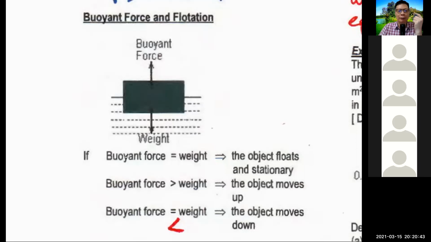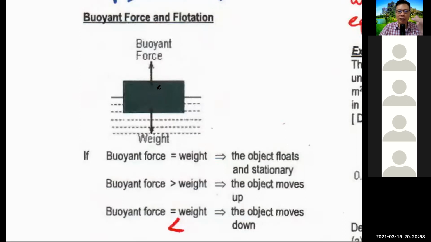Now, when the buoyant force is equal to the weight, when this one and this one are the same, it is balanced. Balanced means the object is not moving, so the object floats and is stationary. So remember that. This one is always asked.